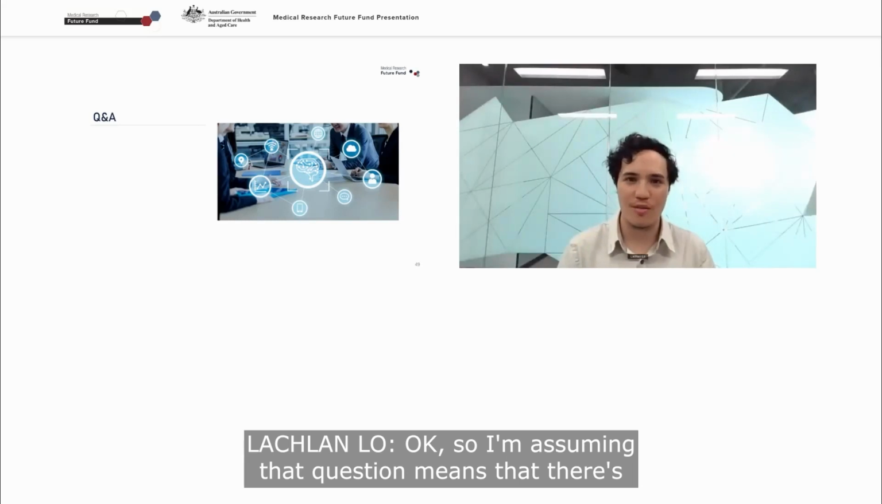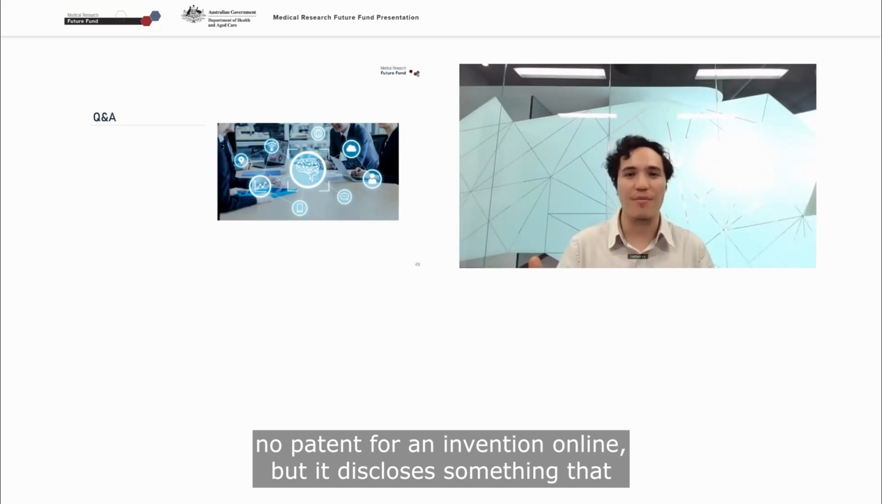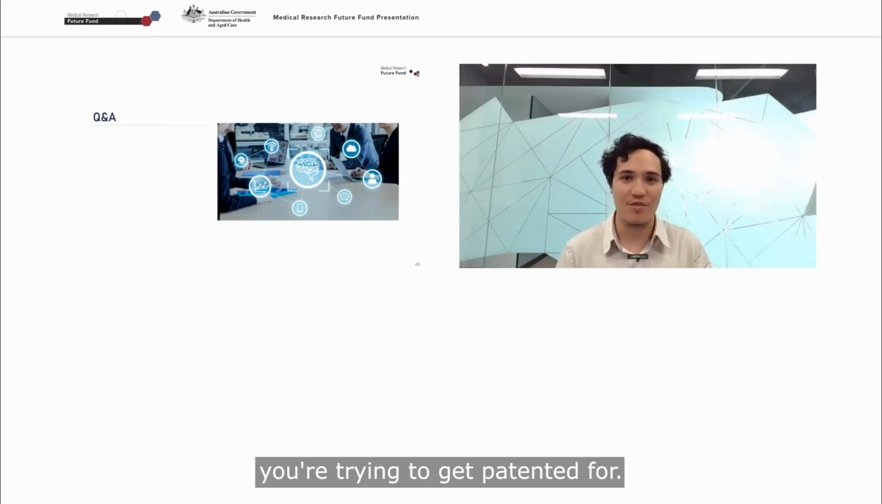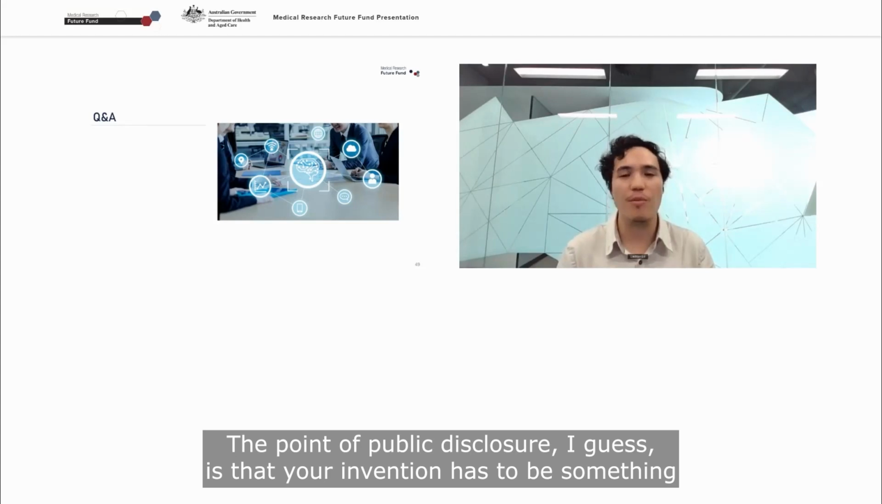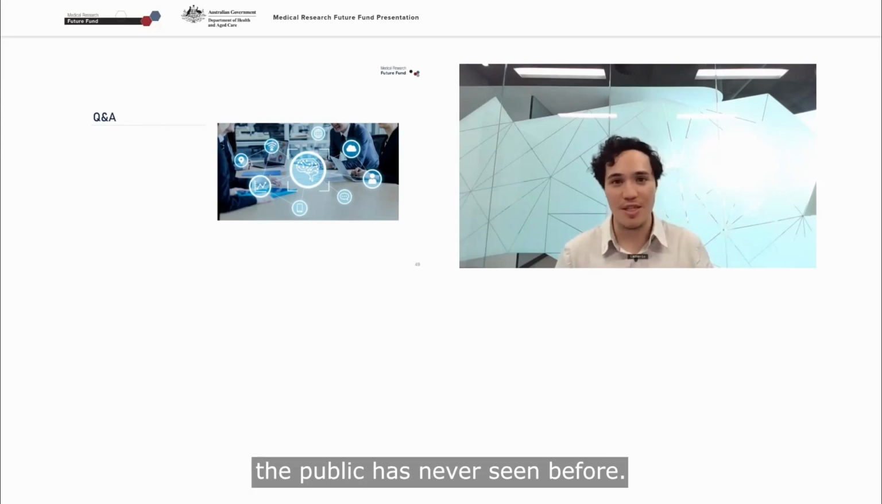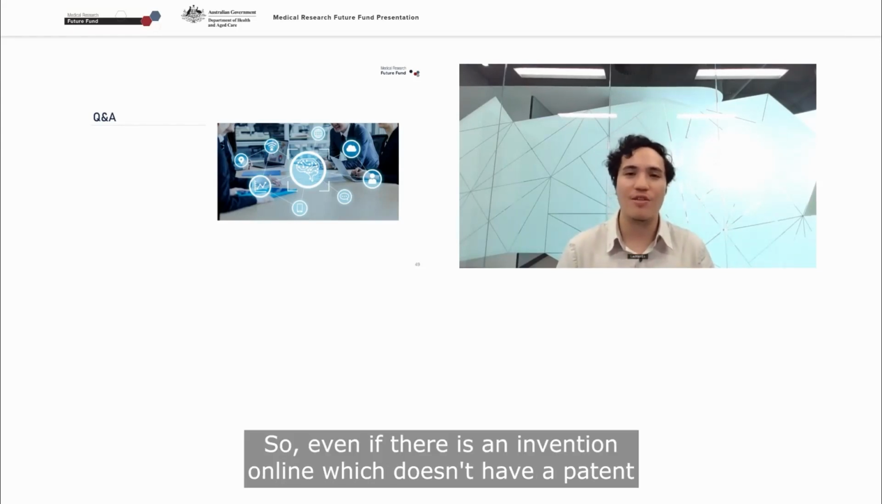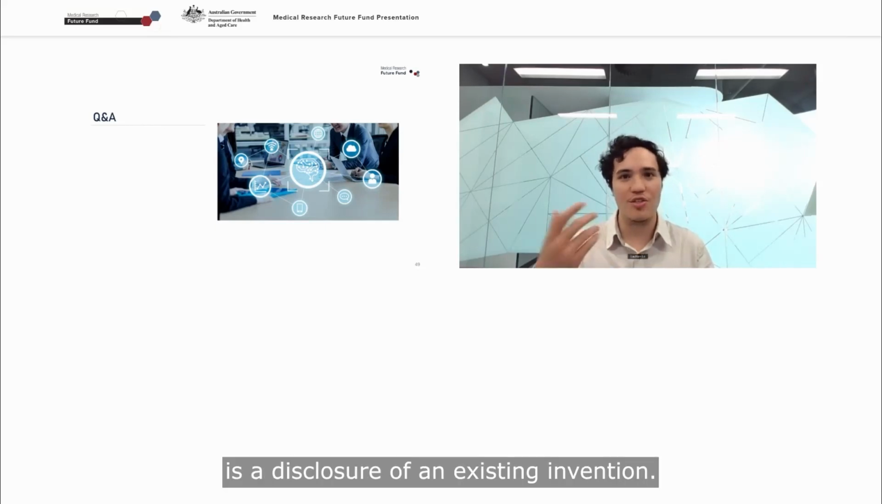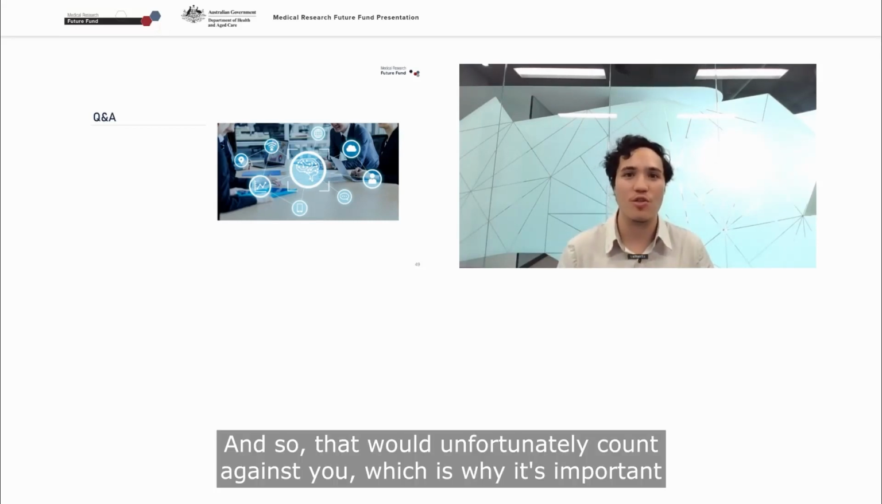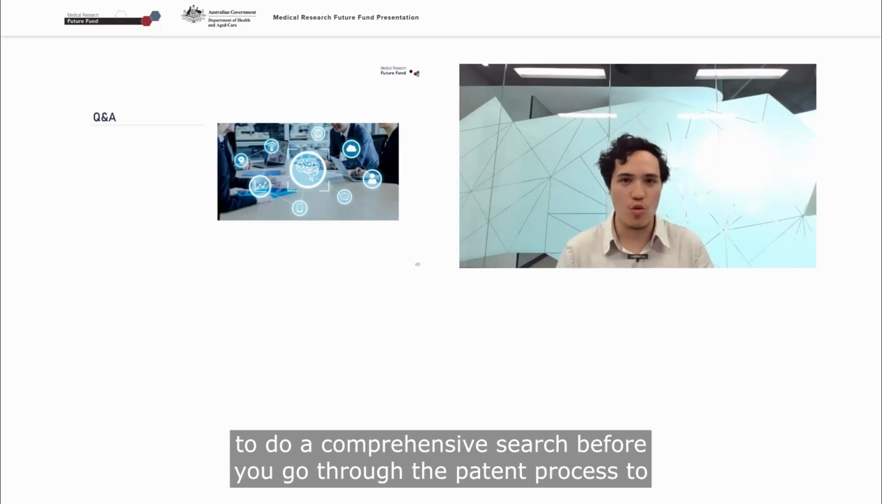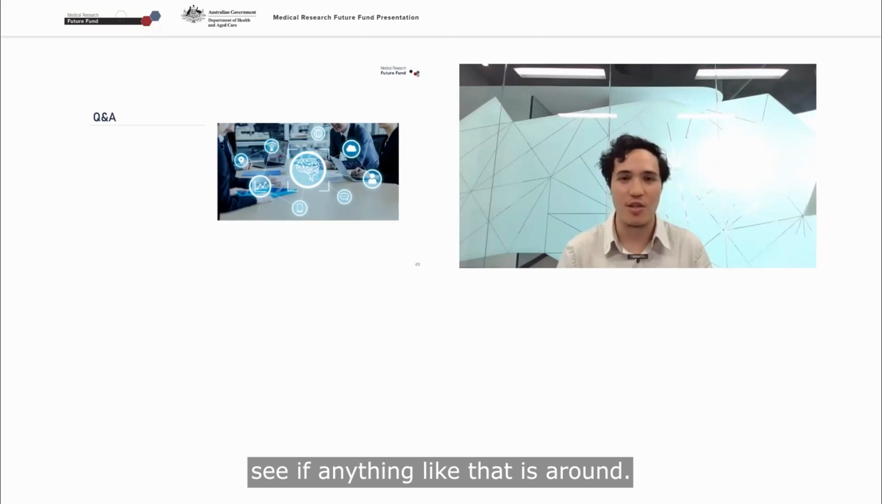Okay, so I'm assuming that question means that there's no patent for an invention online, but it discloses something that you're trying to get patented for. The point of public disclosure is that your invention has to be something the public has never seen before. So even if there is an invention online which doesn't have a patent associated with it, it still is disclosure of an existing invention. And so that would unfortunately count against you, which is why it's important to do a comprehensive search before you go through the patent process to see if anything like that is around.